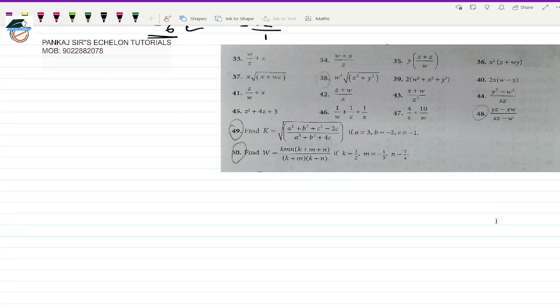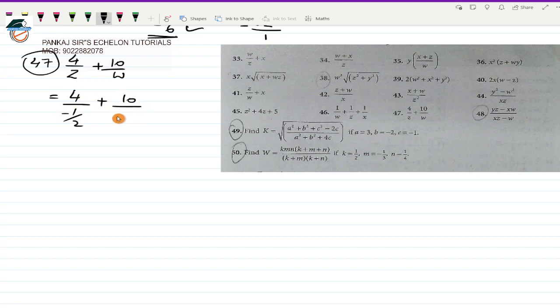For question number 47. Now question number 47 says you'll have to take a 4 upon z plus a 10 upon w. Okay, so this can be written as 4 upon z is how much? Minus 1 by 2 plus a 10 upon w. W is how much? It is minus 2, right? So now this will work out to 4 upon 1 into 2 upon 1. Okay, this will work out to 8 upon 1.